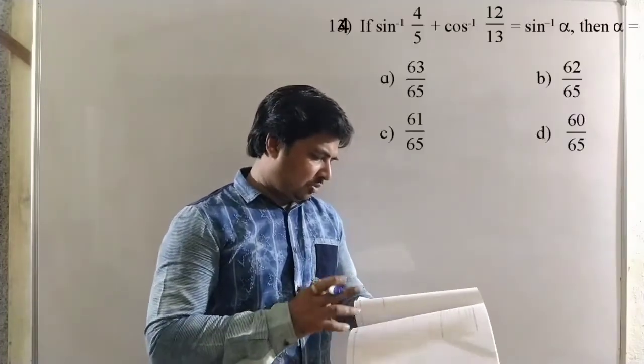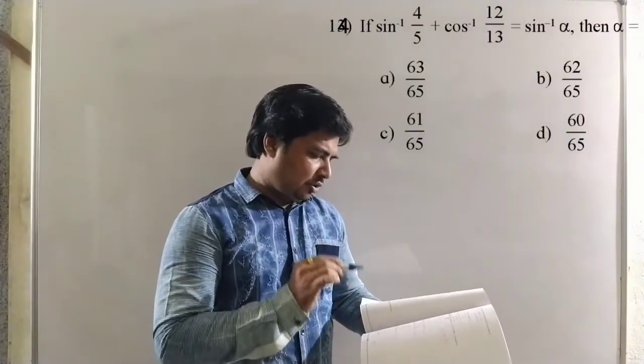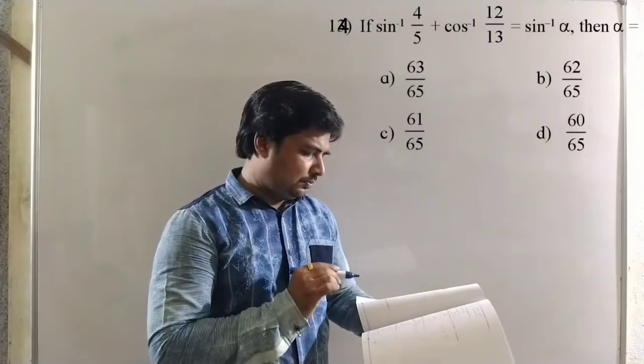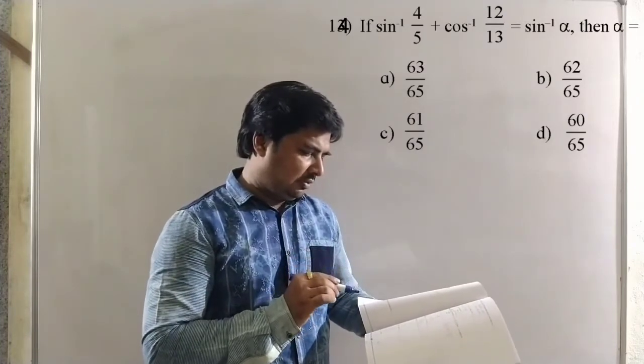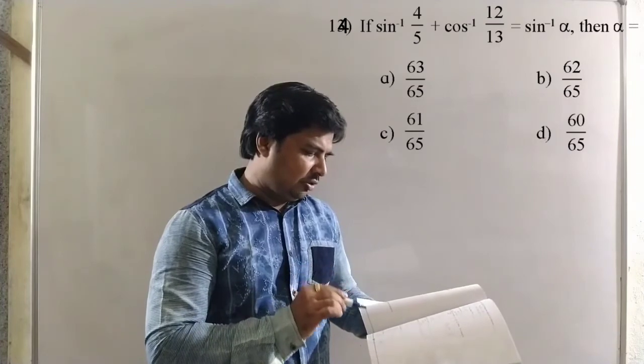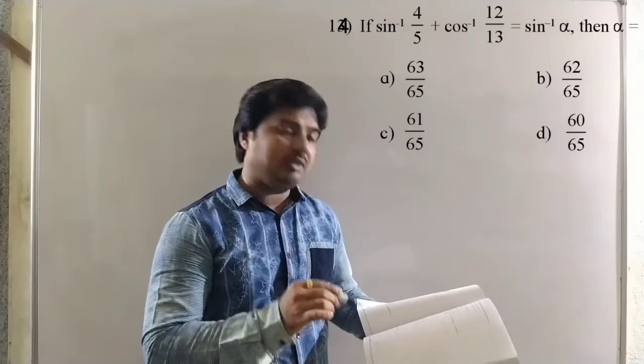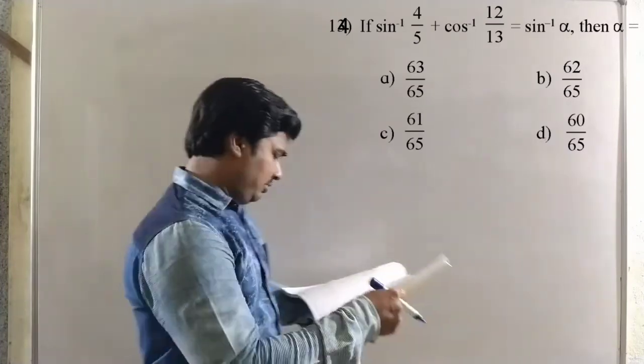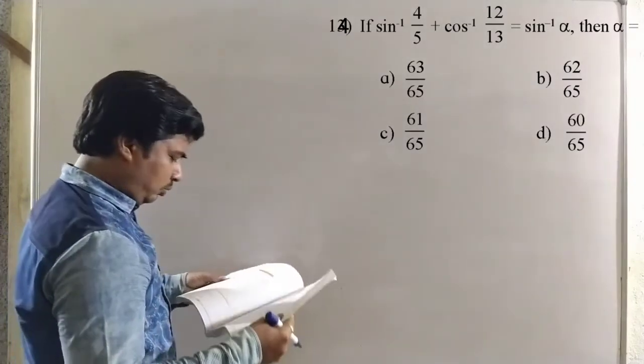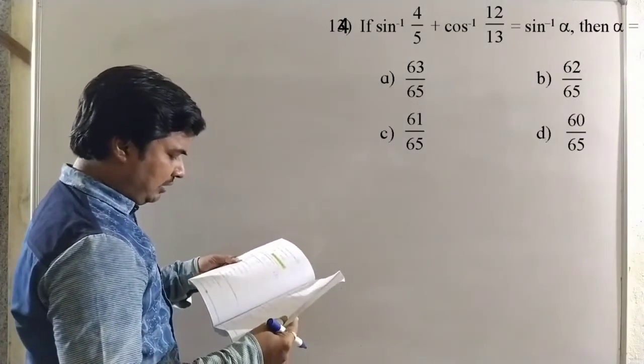Now the next question, number 14. If sine inverse of 4 by 5 plus cos inverse of 12 by 13 is equal to sine inverse of alpha, then find the value of alpha. Here it is given sine inverse of 4 by 5 and cos inverse of 12 by 13.